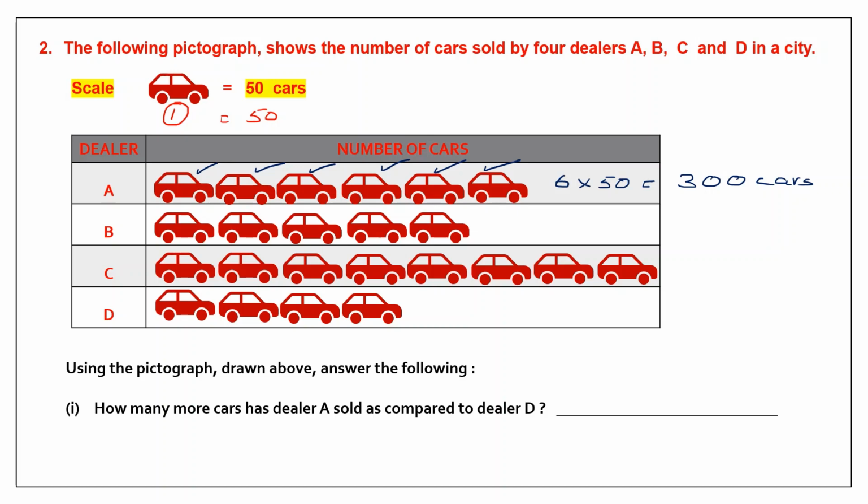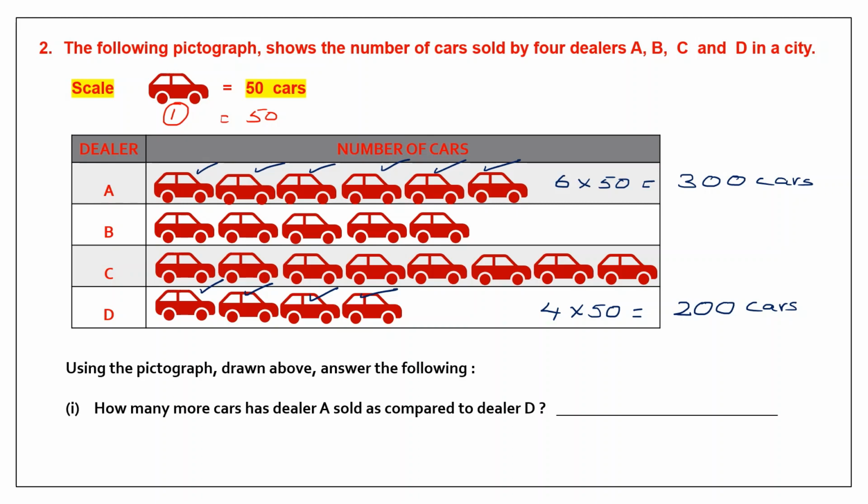So let's go to D and count 1, 2, 3, 4. So that is 4 into 50. 4 cars we can see here, and each car stands for 50 cars. So 4 into 50, 4 fives are 20, and then add the 0. So dealer D sold 200 cars.